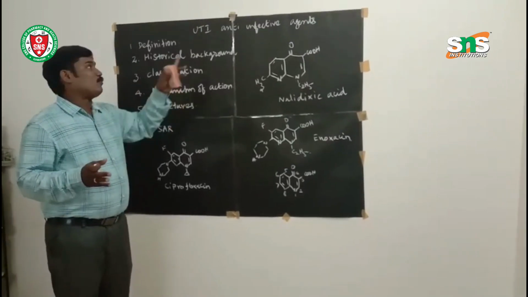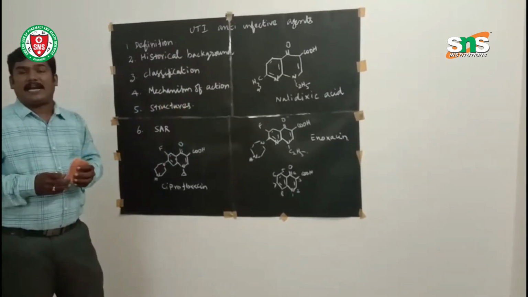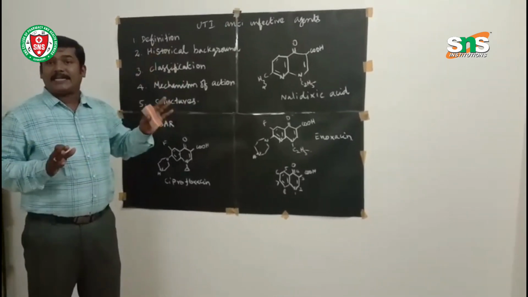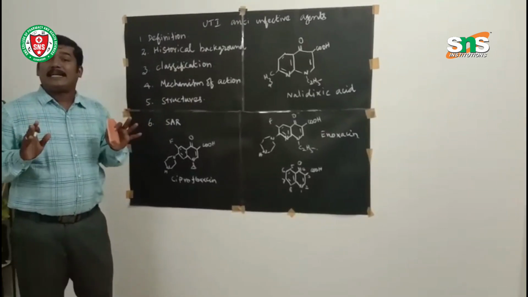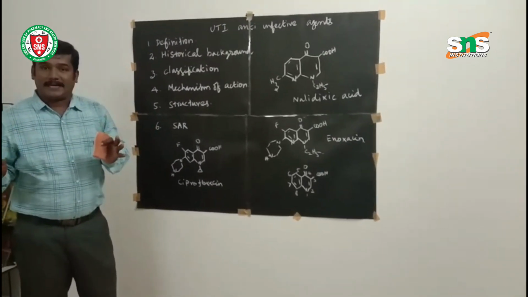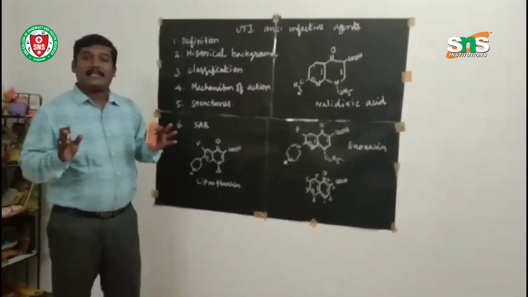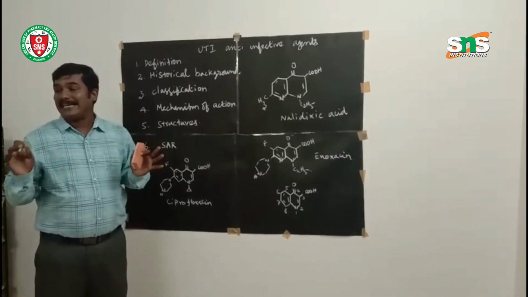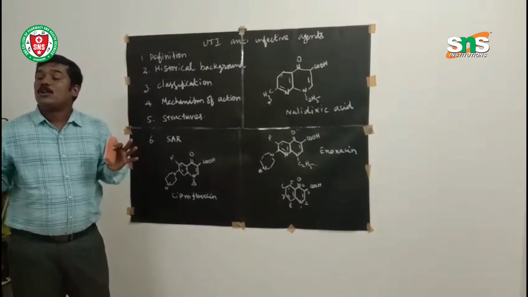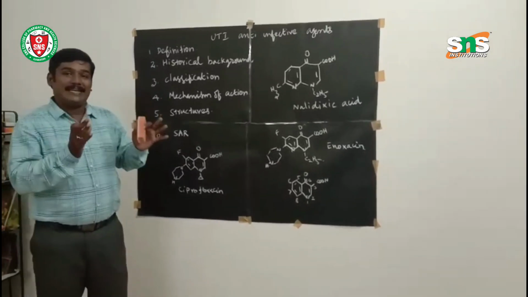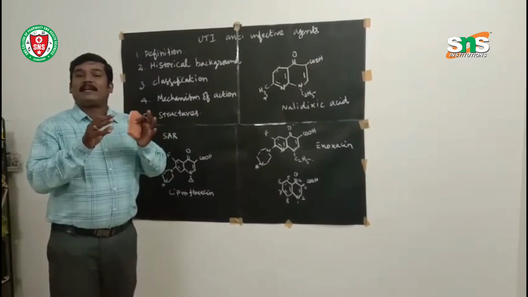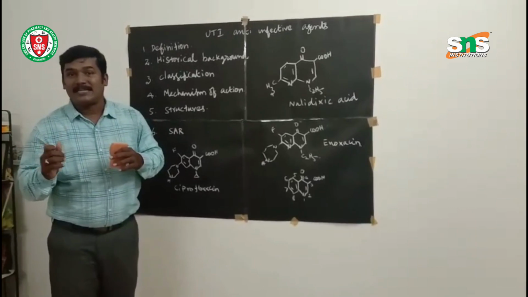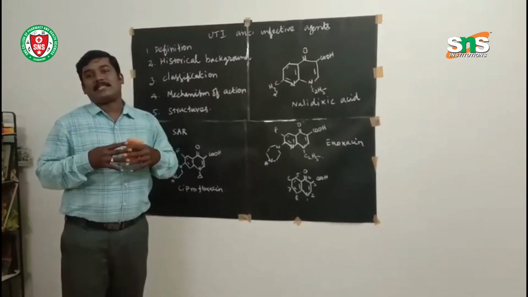Then mechanism of action. What is the mechanism of action of these urinary tract anti-infective agents? The main mechanism of action of all the quinolones is that they act by inhibiting DNA unwinding and duplication. They inhibit the enzyme ligase. An example for this type of enzyme is topoisomerase. What is this ligase? Ligase is one of the enzymes that unite two DNA strands together. Ligation means it unites the two nucleic acids together.